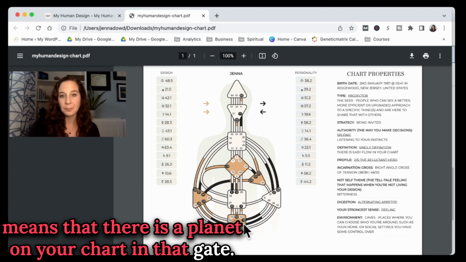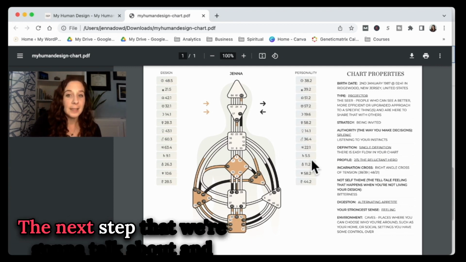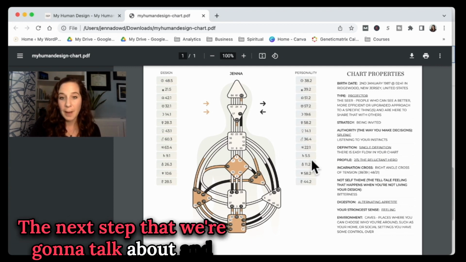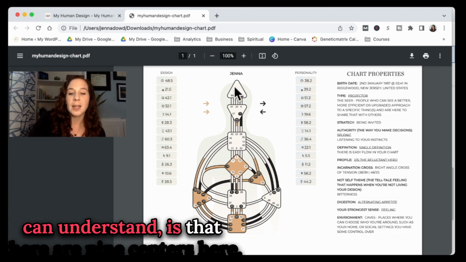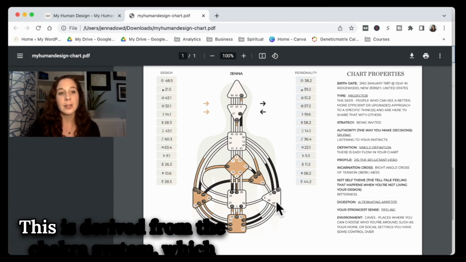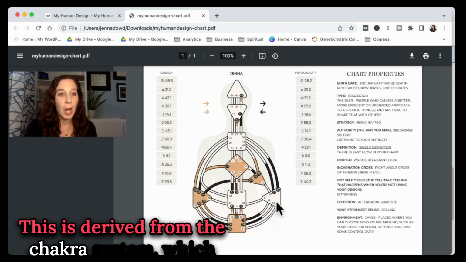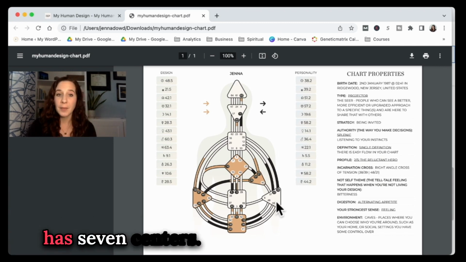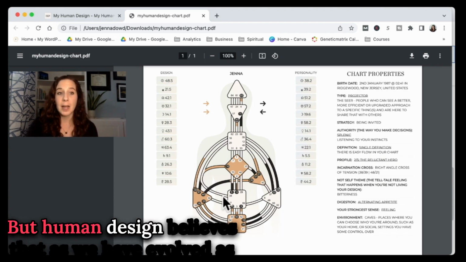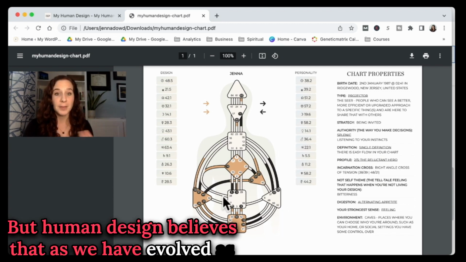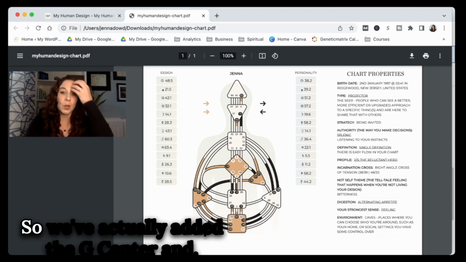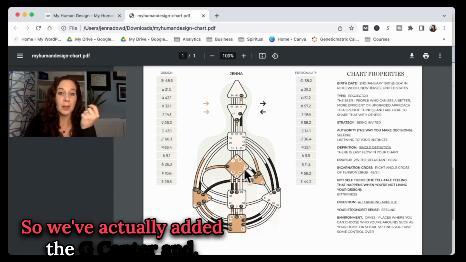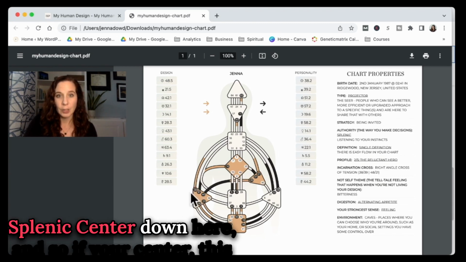The next step that we're going to talk about, and actually the final step in this video, just so that you can understand, is that there are 9 centers here. This is derived from the chakra system, which has 7 centers. But Human Design believes that as we have evolved as humans, we've also evolved into 9-centered beings. So we've actually added the G center and the splenic center down here.